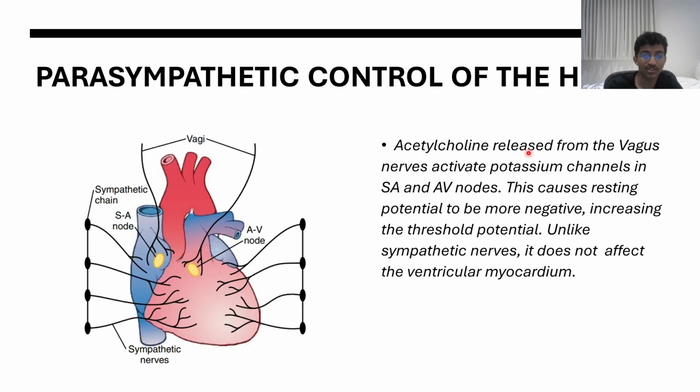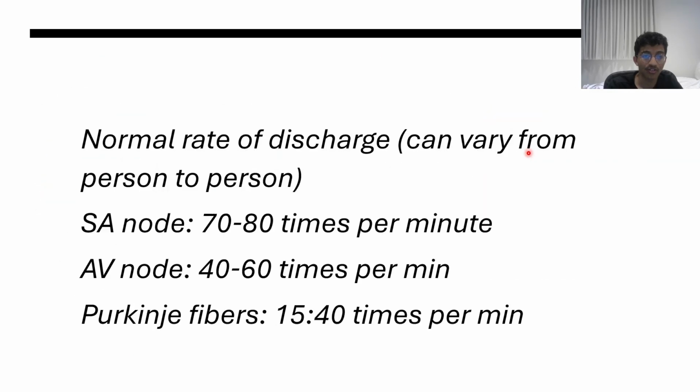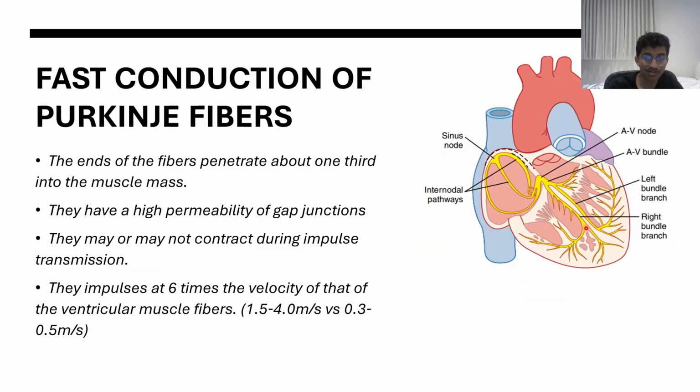So, for example, we said that the SA node fires at a rate of about 70 to 80 times. If we have muscle cells that fire impulses at a rate higher than the rate of the SA node, then it will control the rhythm of the heart and it will produce self-excitation impulses. Okay, that's one case. The other case is when we have blockade of transmission through the AV node. Like we said, in normal transmission, SA node fires an impulse, AV node transmits it into the ventricles.